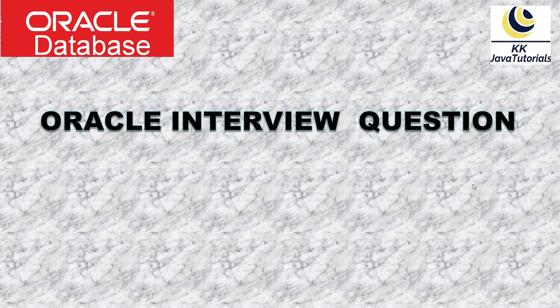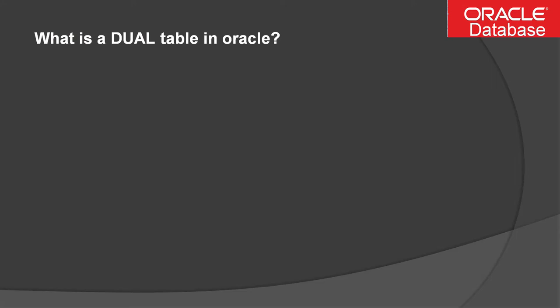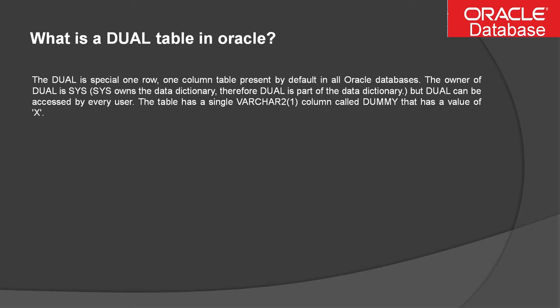In this video tutorial, I'm going to talk about one of the very important Oracle interview questions, and the question is here. What is a dual table in Oracle? So let's try to understand. The dual table is a special one row, one column table present by default in all Oracle databases.